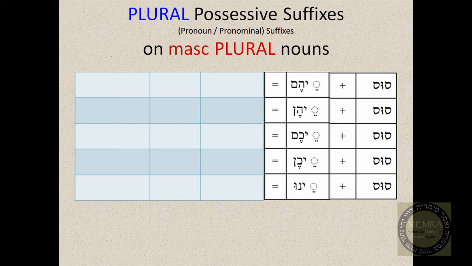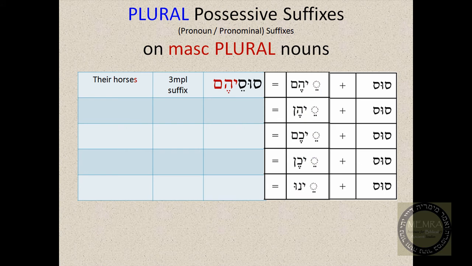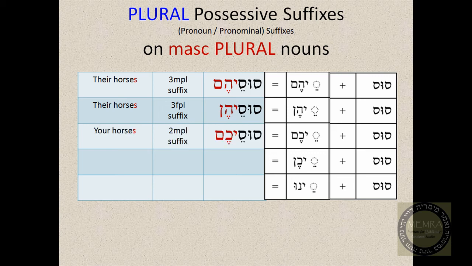So, going through them, we have sus ahem. The suffix gets translated as a plural, their, and the noun is plural, horses, their horses. Sus ahen, their horses. That's the feminine plural, third person. Sus achem, your plural, horses, noun gets translated as plural. Sus a ken, your horses. And finally, sus a nu, our. This, again, the suffix is plural.